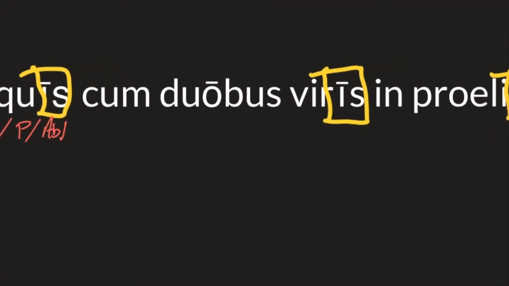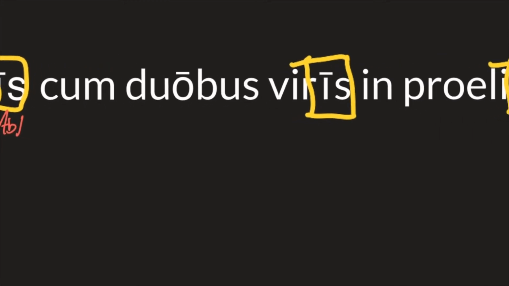We have the same ending over here, viris. Again, it comes after a preposition. You can see the preposition cum right here. Let's see if I can mark that. There we go, preposition cum. There is an adjective in between, but don't let that fool you. Cum viris, cum viris. So when we parse this, it's also going to be masculine, plural, ablative.